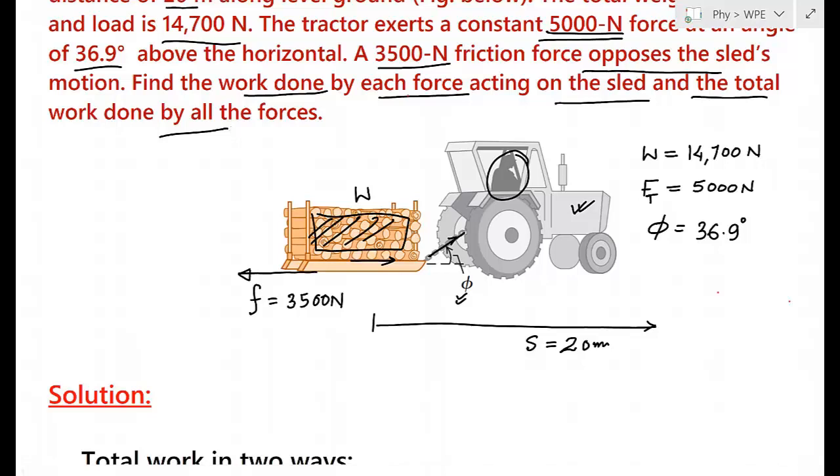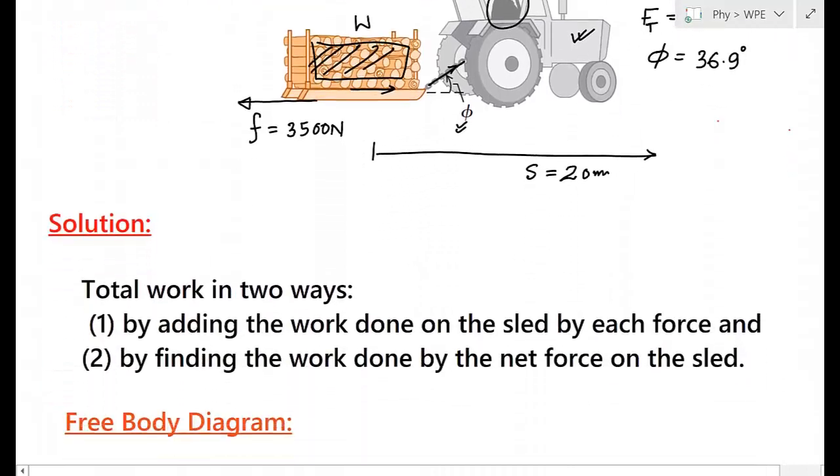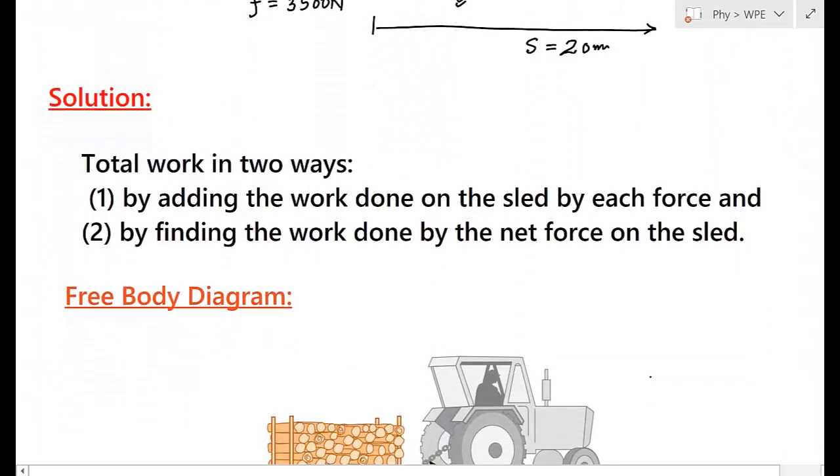So let us do it by the first method. As I said, there are two methods. In the first method, we find the work done by each force, and then we sum. In the next method, we find the net force and then multiply with the displacement to get the total amount of work done. So let us first use the first method to find the total work done.